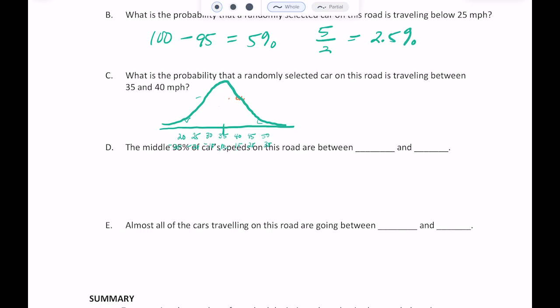So now I'm looking for 35 and 40 and in between, right? So let me use a different color here. So 35 is here and 40 is here. And there's a couple ways you could do this, okay? So one way that stands out is, if you'll remember, between here and the furthest orange flag, that's 68% of the data. It falls within 1 standard deviation.